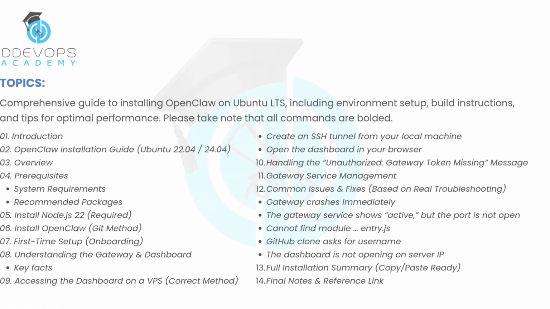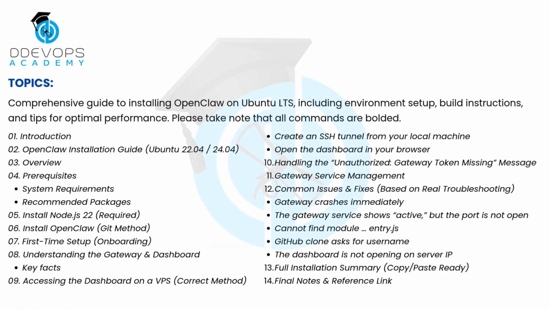Here are the topics we'll cover in this comprehensive OpenClaw installation guide for Ubuntu LTS. We'll start with the introduction and prerequisites, then move into installing Node.js and OpenClaw using Git. From there, we'll walk through first-time setup, explore the gateway and dashboard, and learn how to access it securely on a VPS. Finally, we'll address common issues, provide troubleshooting tips, and wrap up with a full installation summary. Let's get started step by step.